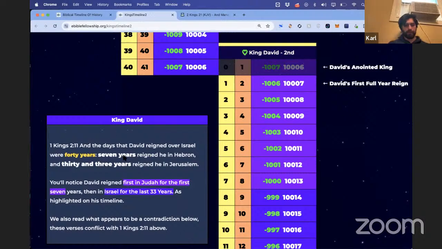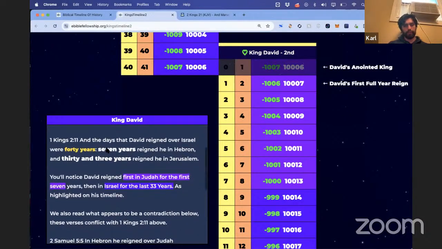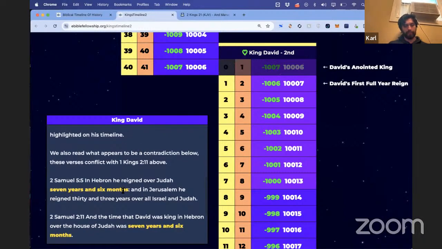Yeah. So you'll see here it says David reigned over Israel for 40 years. 7 years reigned he in Hebron. So here it mentions the 7 years. And if you scroll down here, it mentions 7 years and 6 months. So what Brian is saying is that if these 6 months would be included in his non-accession year, right? And then the 7 years would be 1, 2, 3, 4, 5, 6, 7. So 7 full years and then 6 months.